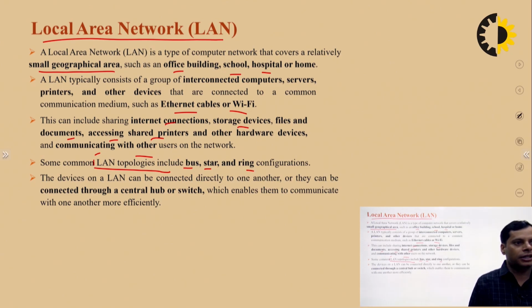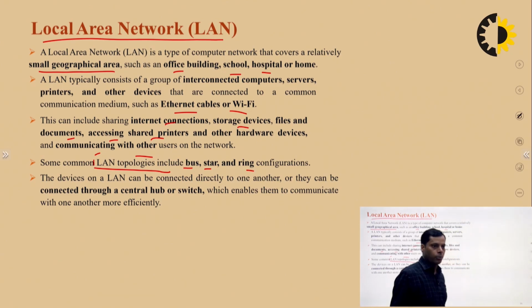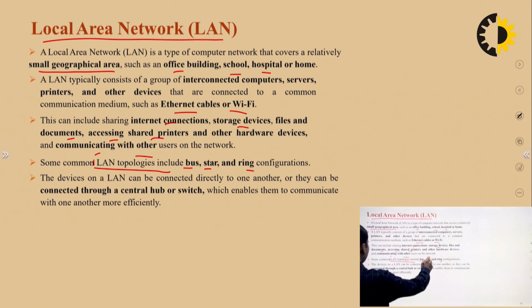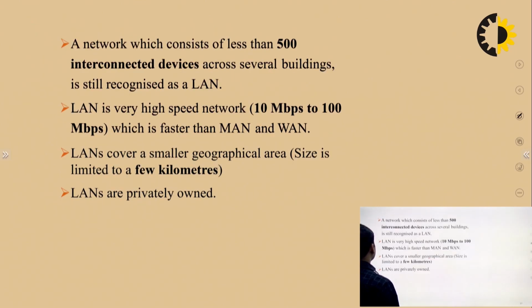Its pattern is named bus, star, or ring here. The devices on a LAN can be connected directly to one another, or they can be connected through a central hub or switch, which is also a topology part of this LAN. A network which consists of fewer than 500 interconnected devices across several buildings is still recognized as a LAN.